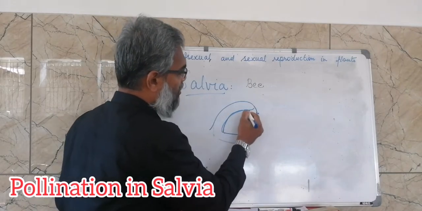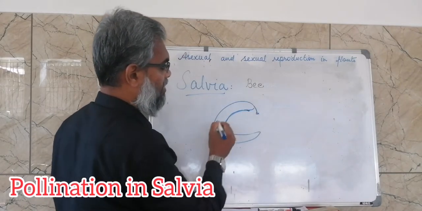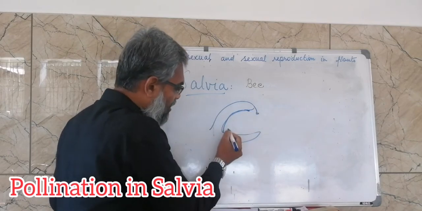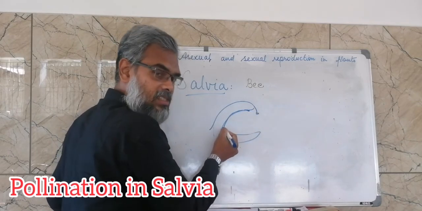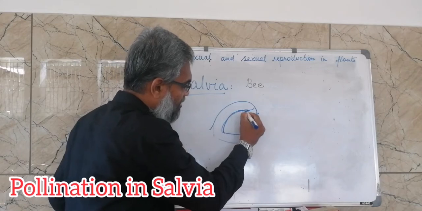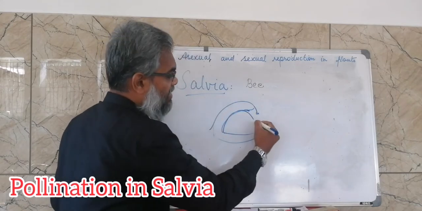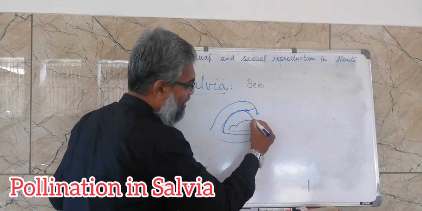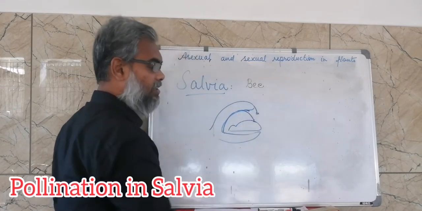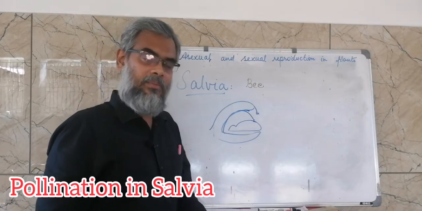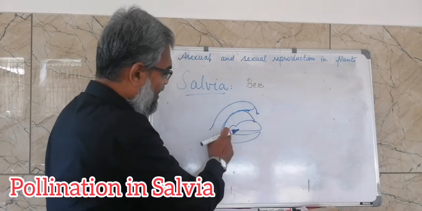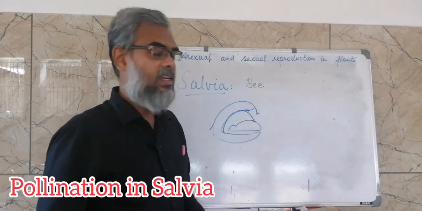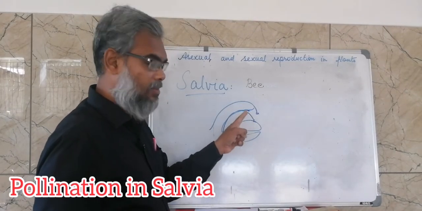Okay. So, mature anther. When the bees come in, when it pushes this, when it touches this portion, this anther will come. And the pollen grains, you imagine it as a bee, will be deposited on the body of the bee. Okay? So that is what happens. When it touches here, the anthers come.